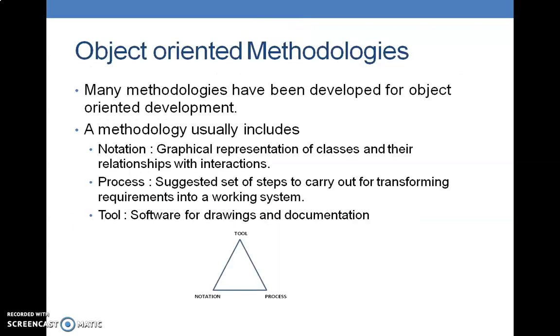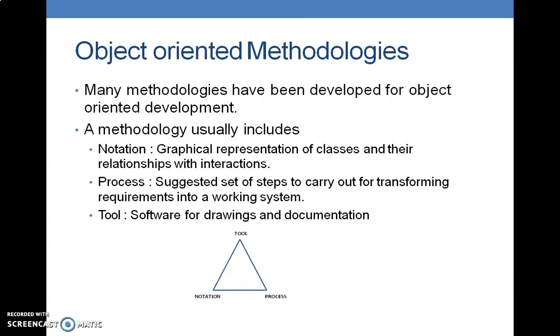Next one, object-oriented methodologies. The methodologies developed for object-oriented include notation, process, and tool. Without these, the methodology will not be defined. Notation is a graphical representation of a class, and it gives the relationship. That is the relationship that I told you. If you take the 10th class, the subdivisions will be A, B, C, like that.